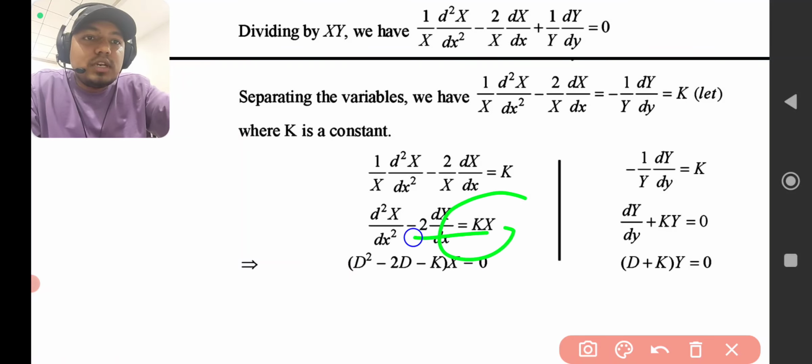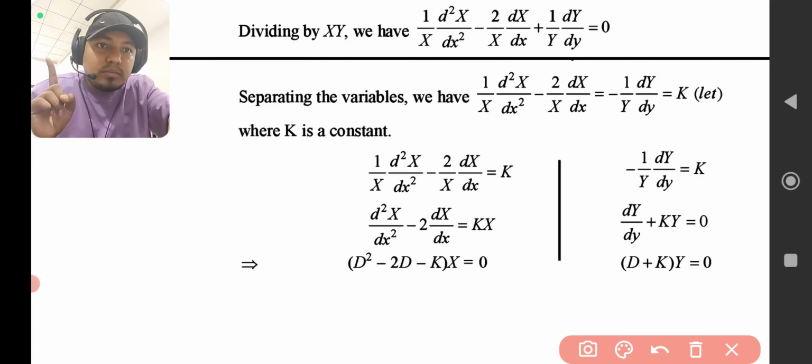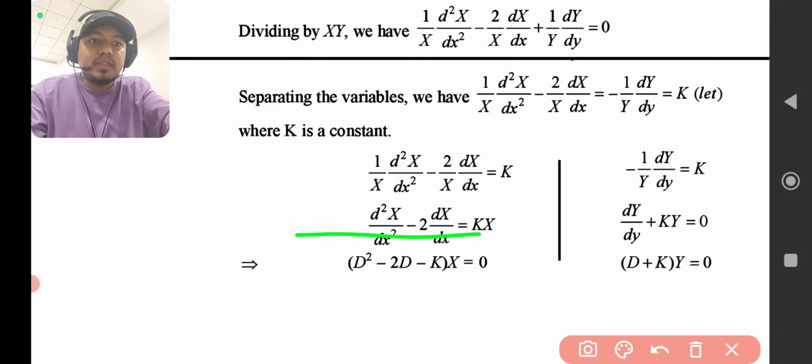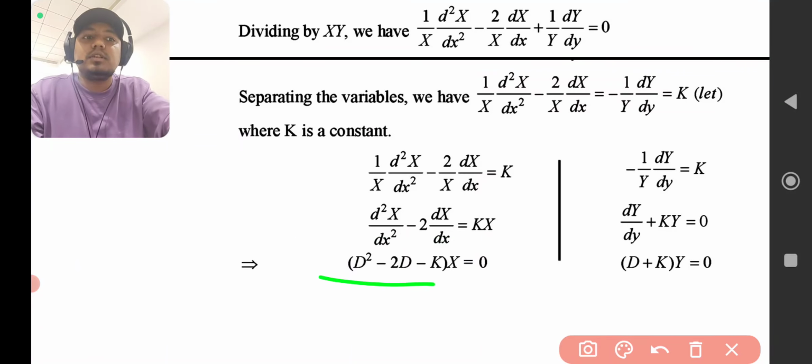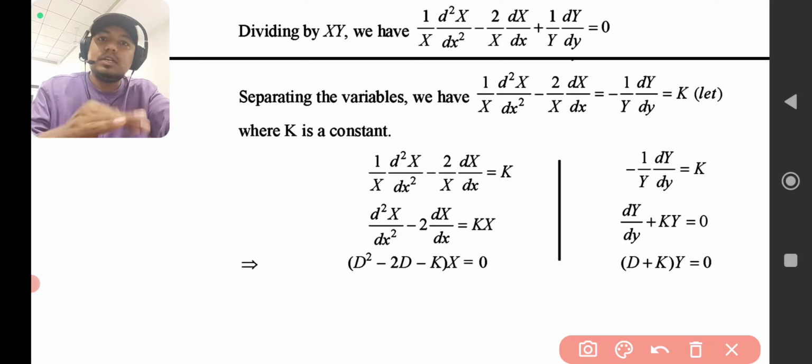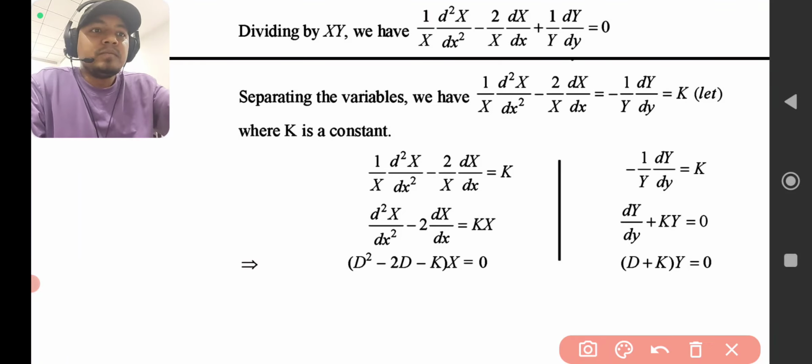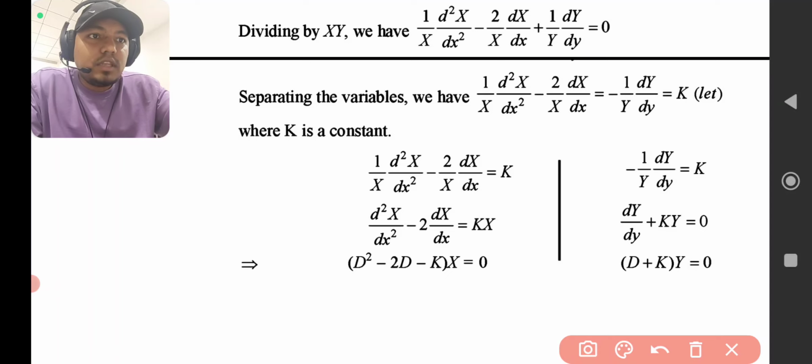This kx we took to the left side, and after that from all three terms we took x common, and then this equation became like this. Then we'll convert this into the auxiliary equation, and then we'll find the roots, and because of the roots we'll find our CF, complementary function, right?